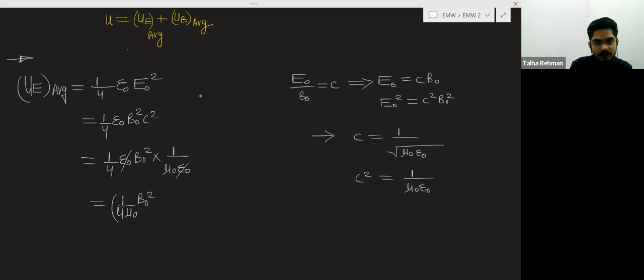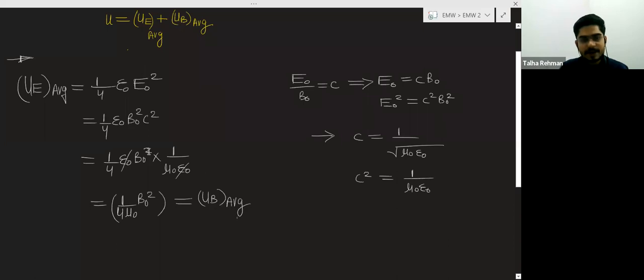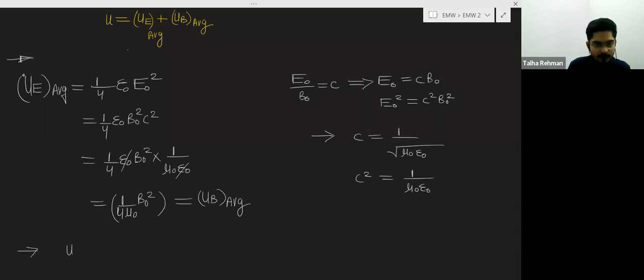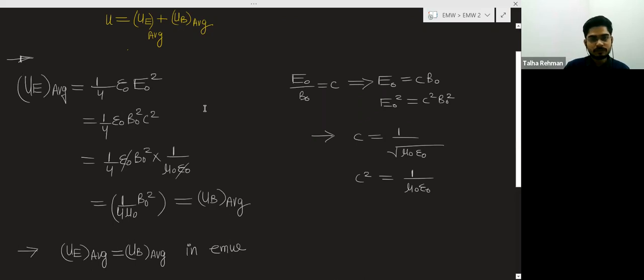And what is this value? Basically, this value is the UB average, the energy density for the magnetic field. So basically, from here it is clear that the average energy density for the electric field is equal to the average energy density of magnetic field in electromagnetic wave. This is clear. Okay.